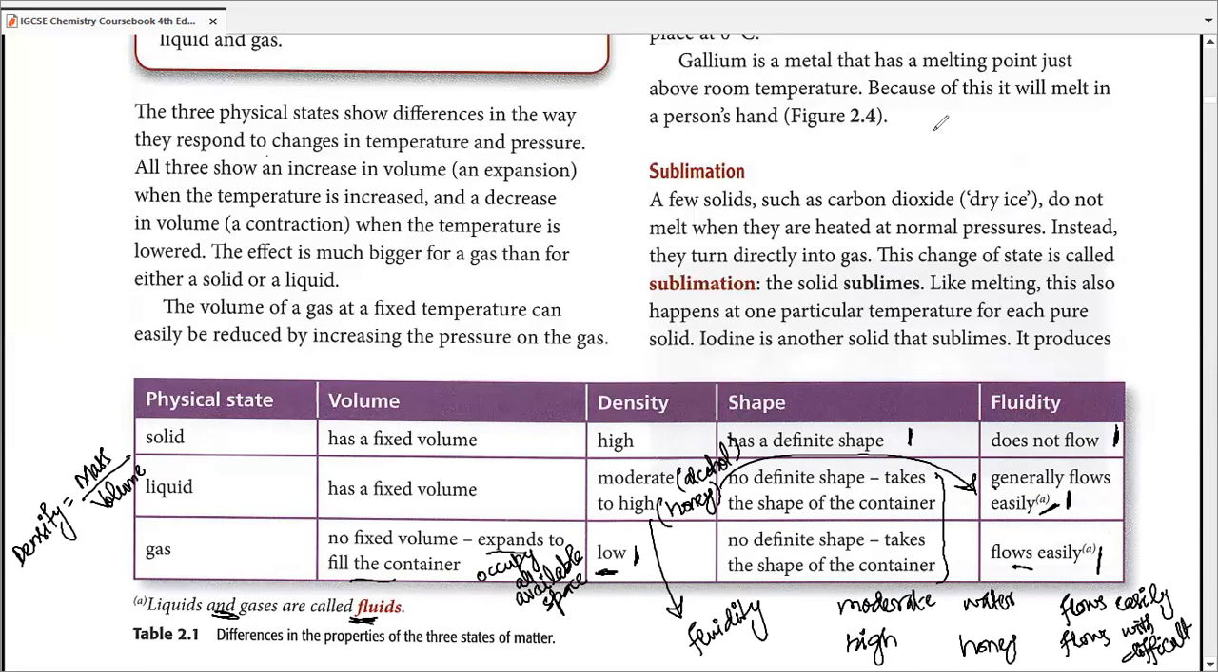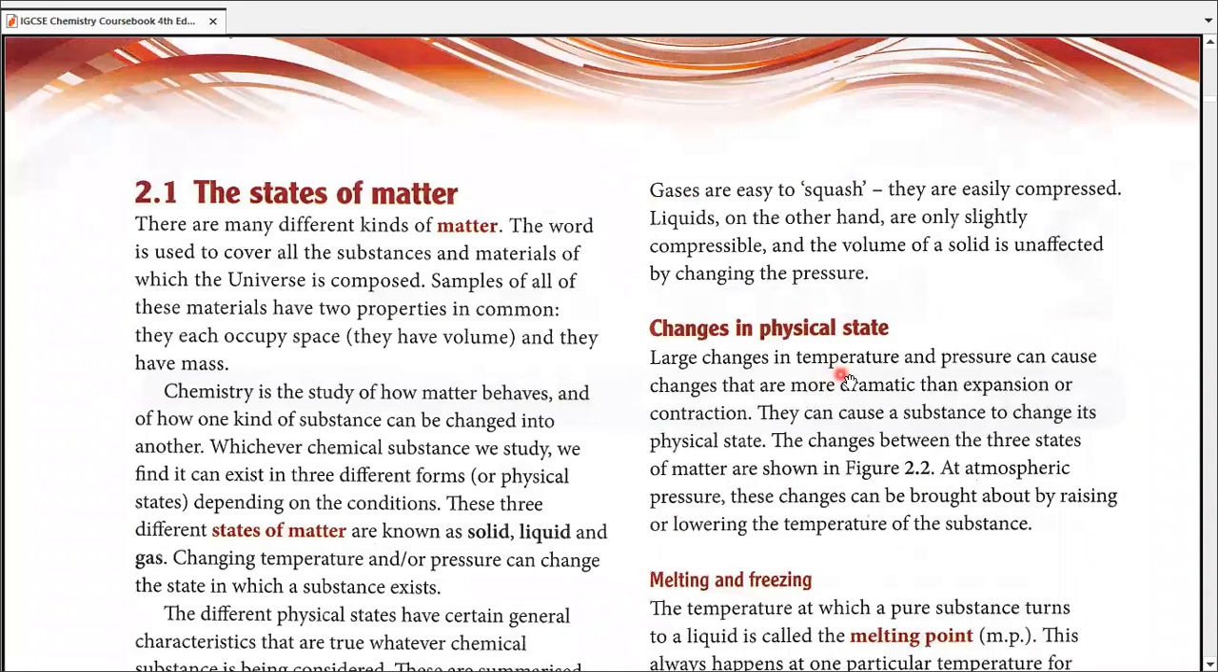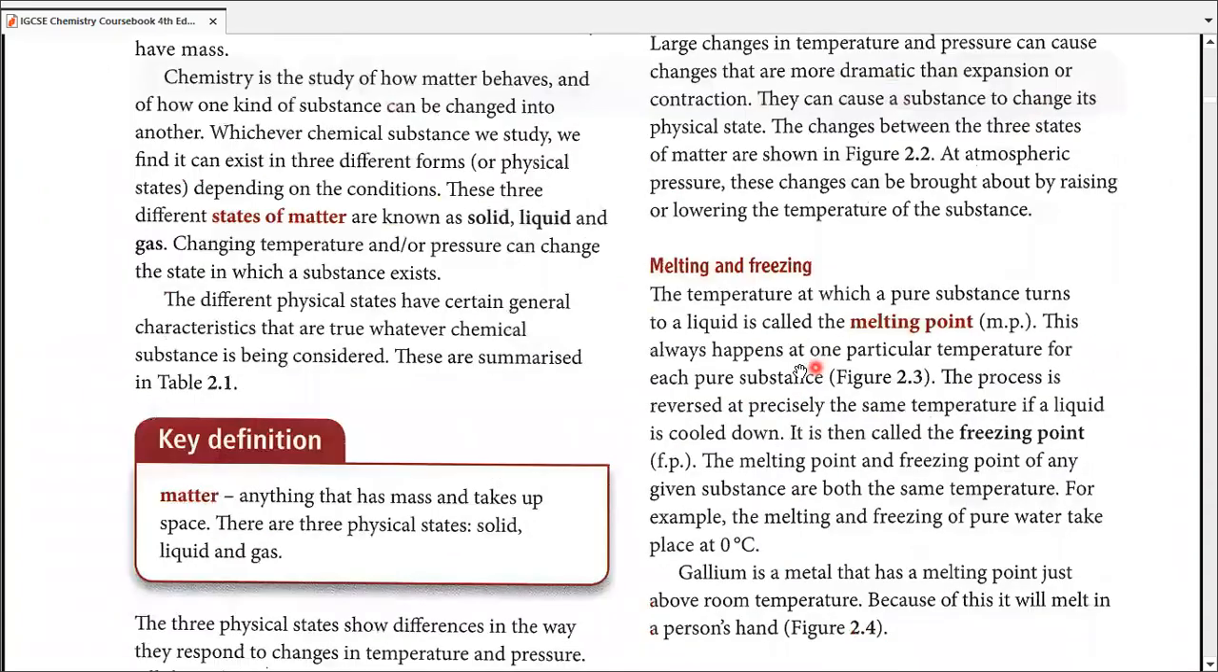Yes, sir. Okay, good. So if you understand this basic easy part, we're going to move on to the changes of physical states, which is actually a more important topic when it comes to these pages. So I hope you already know about melting.